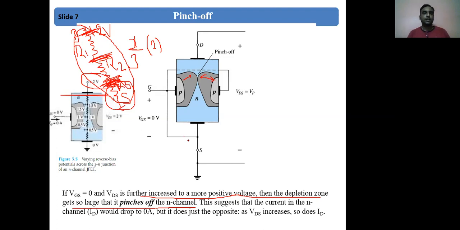Now, whenever we increase the VDS at the pinch off condition, theoretically this depletion region should touch each other, block the channel, and the current will be zero. But if the current ID becomes zero, then in the example which I have given, will there be any drop across any resistor? No, because current is zero.